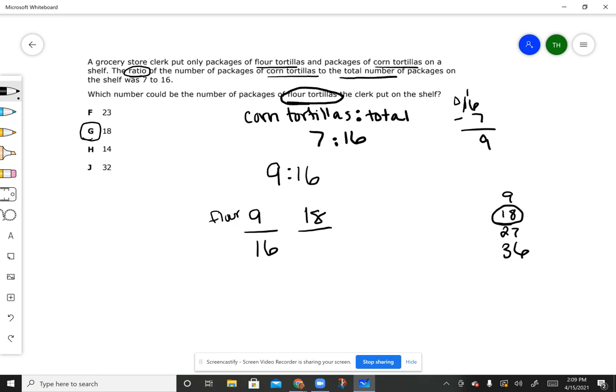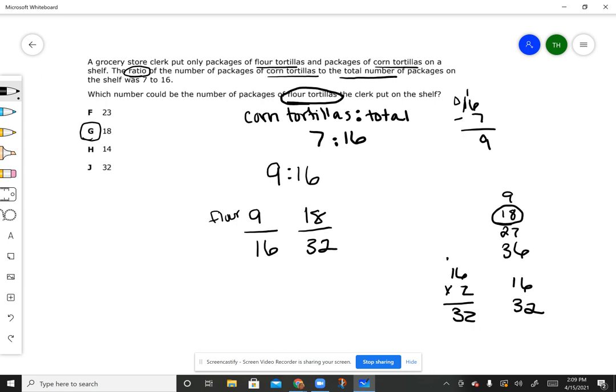I would do the same thing to the bottom. So 16 times 2 is 32. So if I were to list my multiples, I would have 16, 32, and so on. It's not asking me how many total, but I just wanted you to see that your ratio doesn't change.